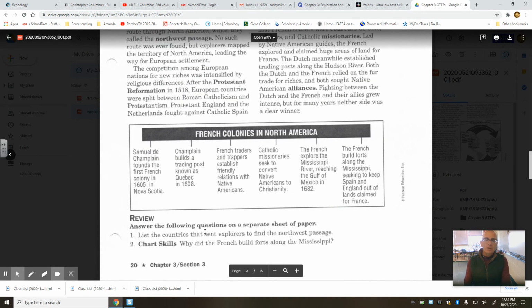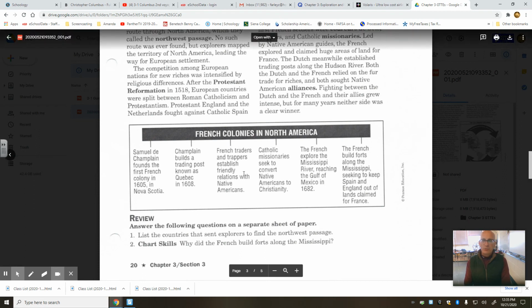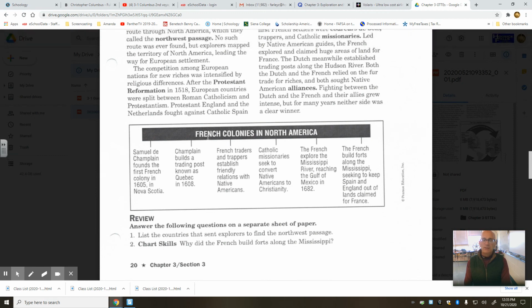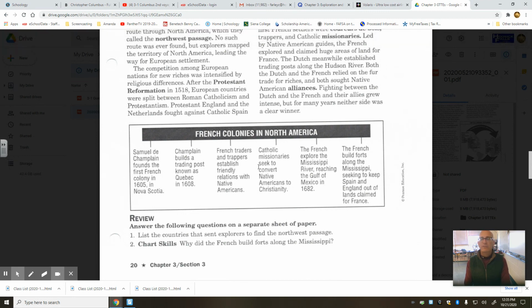Question 2, the chart skills question, you're going to rely on the chart to answer this question. Why did the French build forts along the Mississippi? Now, to answer this question, refer to the chart, and you're going to look at the reasons, and there are six pieces of information. You're going to have to determine, based on reading these 6 pieces of information about French colonies in North America, why did the French build forts along the Mississippi? Please refer to the chart now to answer that question.